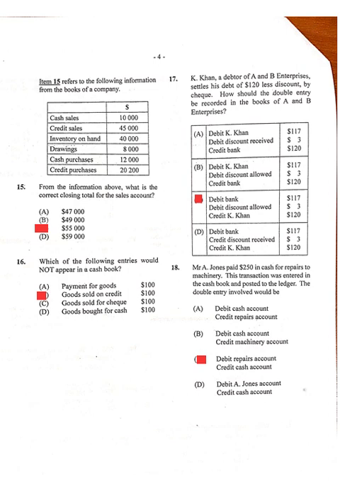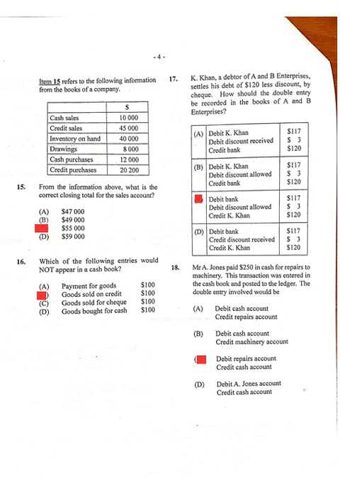Number 16, which of the following credits would not appear in a cash book? A cash book is used for the receipts and payments of cash and check transactions. So therefore, the credit entry should not be in. So goods sold on credit. So the answer is B.